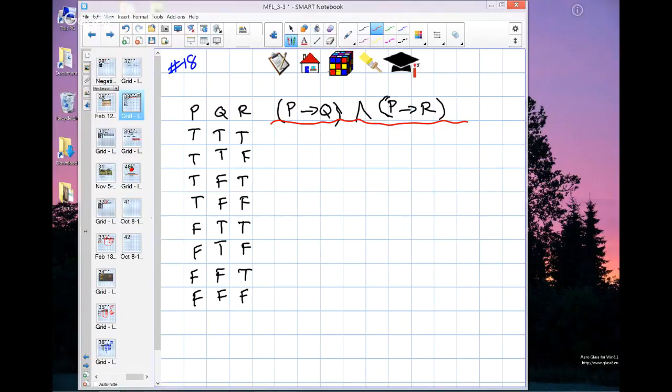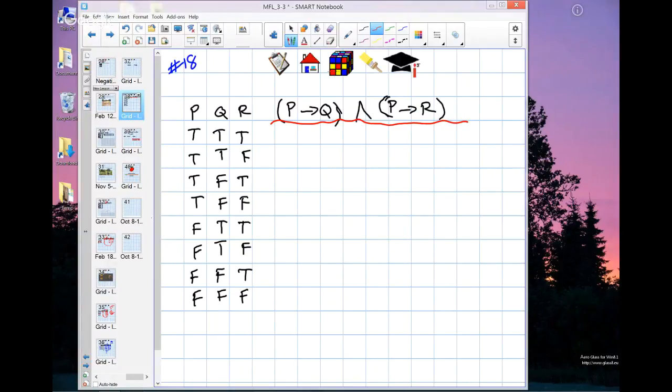Notice we have three letters, P, Q, R. Therefore, we have to do 2 to the 3 power, or 8 rows. So if you were wondering why it has so many rows, that's why. And so, P, all right, we got 8 now.